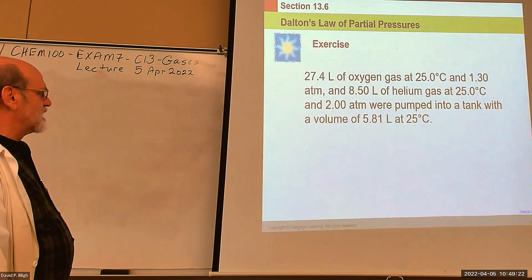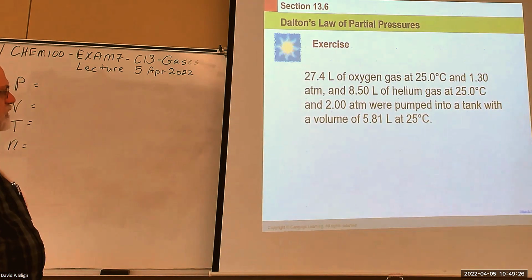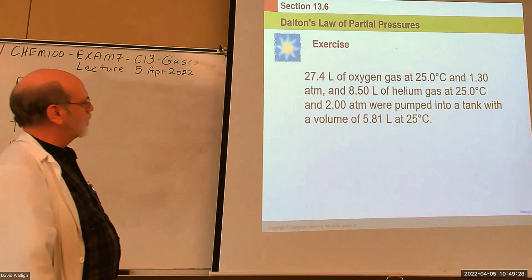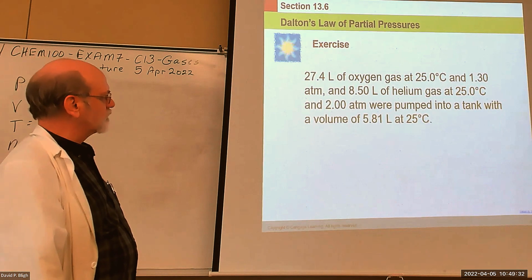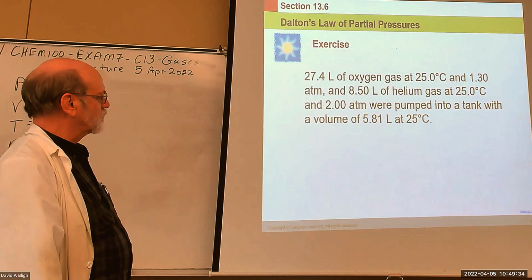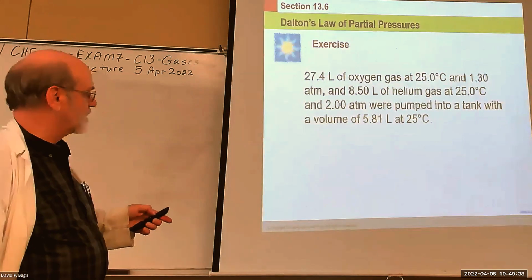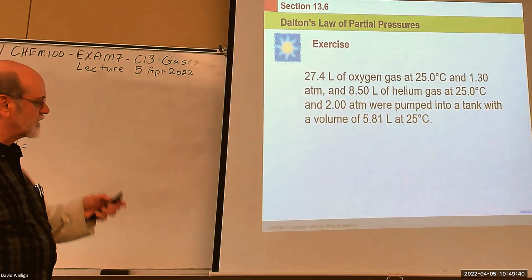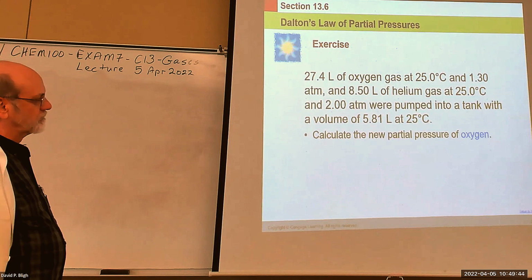Okay, let's see. 27.4 liters of oxygen gas at 25 degrees and 1.3 atmospheres, and 8.5 liters of helium gas at 25 degrees and 2 atmospheres were pumped into a tank with a volume of 5.81 liters at 25 degrees C. What's the new partial pressure of oxygen?